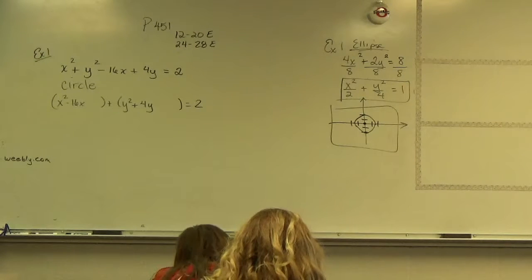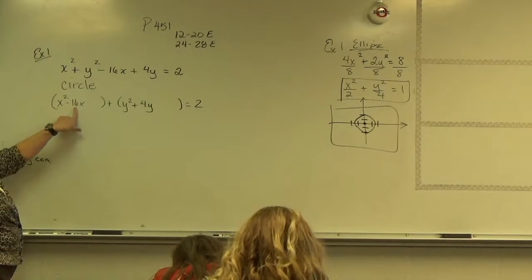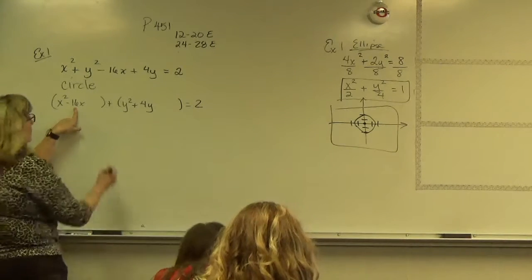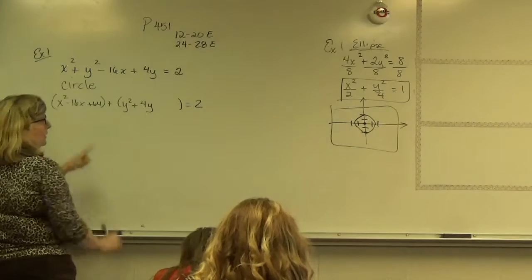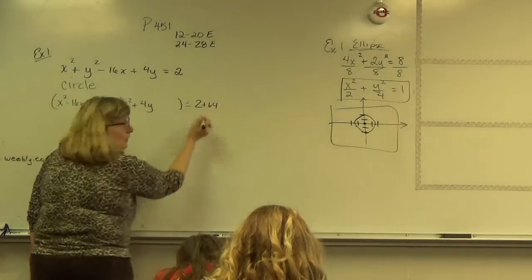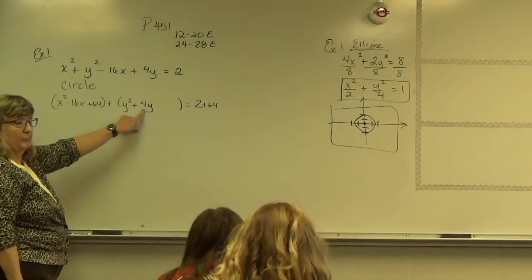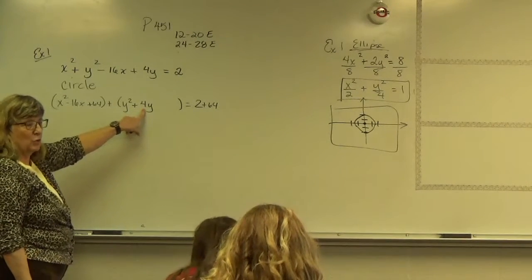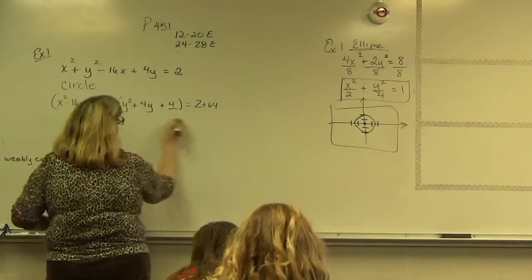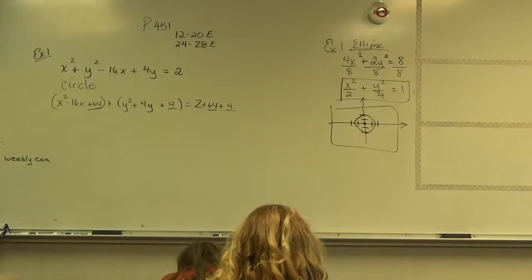Okay, so let's see, Spencer, why don't you tell me what's half of 16 squared? 64. So we're gonna add 64, so what do I do on the other side? Add 64. Good. Okay, and let's see, Josie, what's half of 4? 2. And if you square it, what do you get? 4, and I add it on the other side. Right, so sometimes I like to underline mine. That way I know I've done it to both sides.